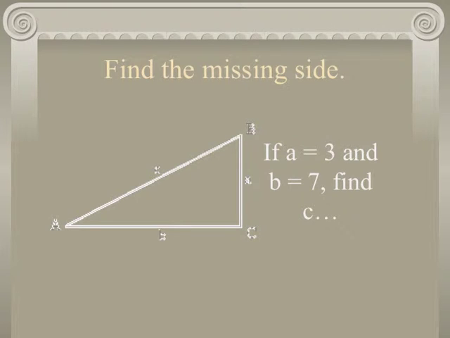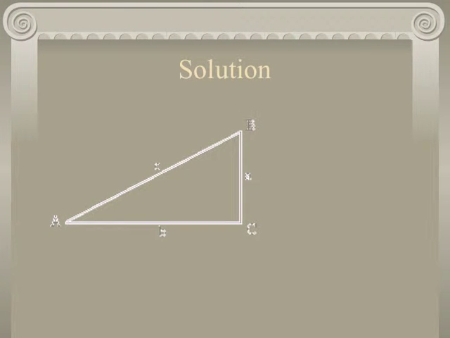Take a look at this question. If A is equal to 3 and side B is equal to 7, how could we find side C? Do the math. 3 squared plus 7 squared equals c squared. That's 9 plus 49 equals c squared. C squared equals 58. When you take the square root of it, you get about 7.62.